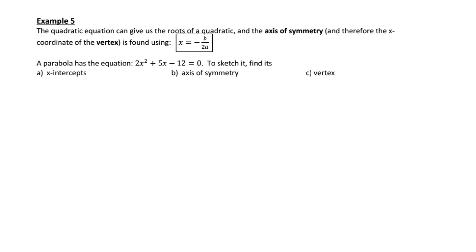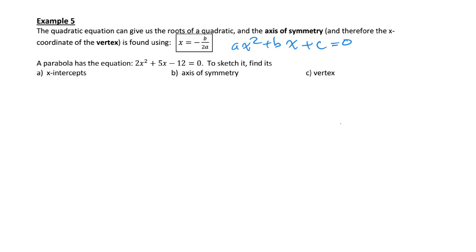So, for example 5, I want you to remember this: the quadratic formula gives us the roots of the quadratic, right? And also, sometimes it gives us the axis of symmetry. And that occurs when we have one real root, right? Now, if I ever simplify something like that, the basic equation to find the axis of symmetry is this equation right here: x is equal to negative b over 2a, for any equation that is in the form ax squared plus bx plus c is equal to 0, okay?